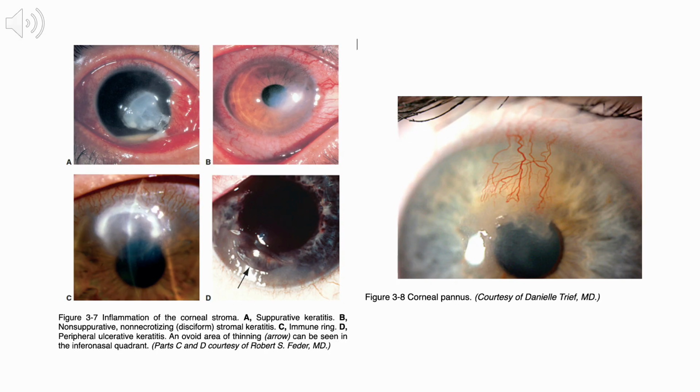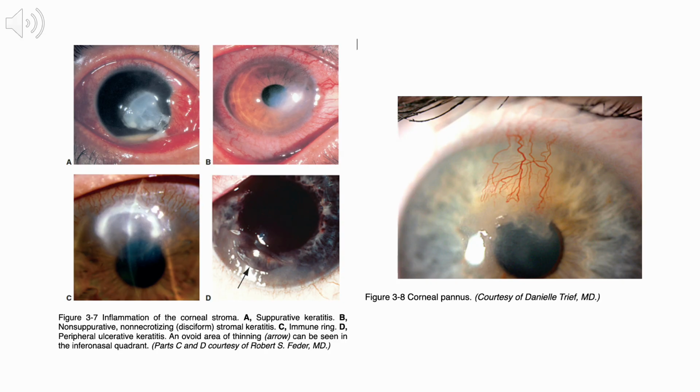In C, there's an immune ring, a classic sign of antigen-antibody complex deposition within the cornea, commonly seen in response to infections like acanthamoeba. Image D illustrates peripheral ulcerative keratitis. Note the ovoid area of stromal thinning in the inferonasal quadrant, which may progress rapidly and is often associated with systemic autoimmune disease.